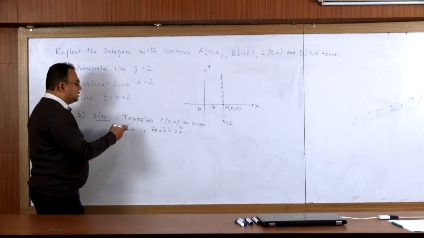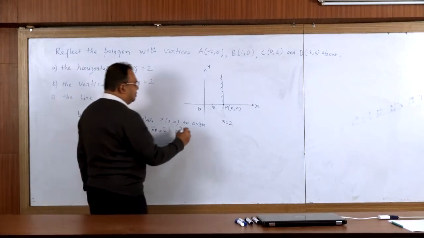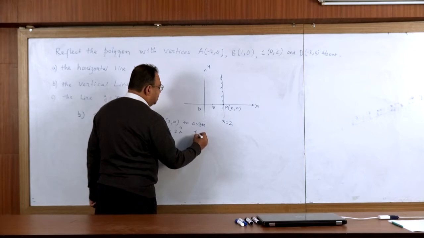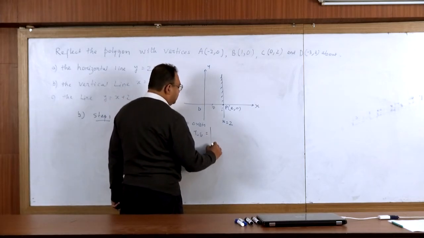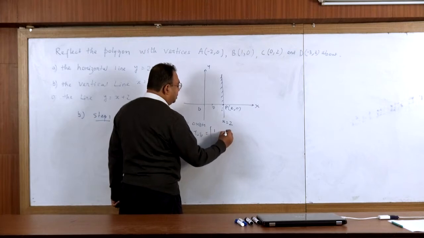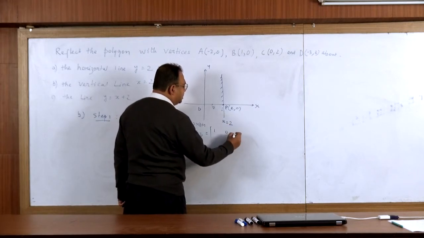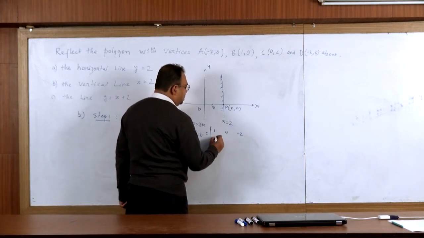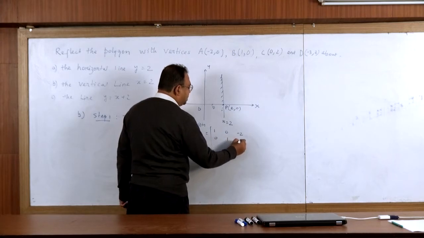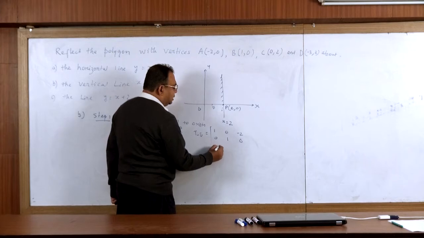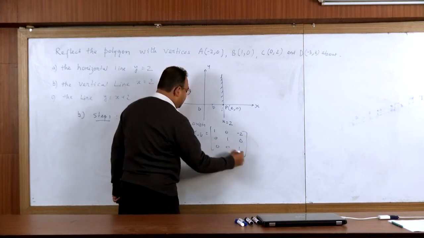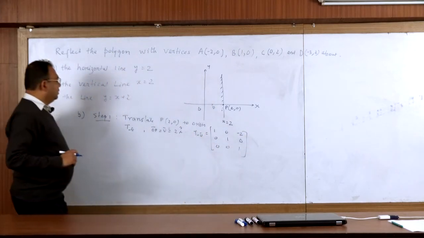And we have already discussed the expression for T minus V. It is very simple now. T minus V is 1 0 minus 2, 0 1 0, and 0 0 1, because Tx is equal to minus 2 and Ty, that is the y direction translation, is 0. So, this is the expression for T minus V.